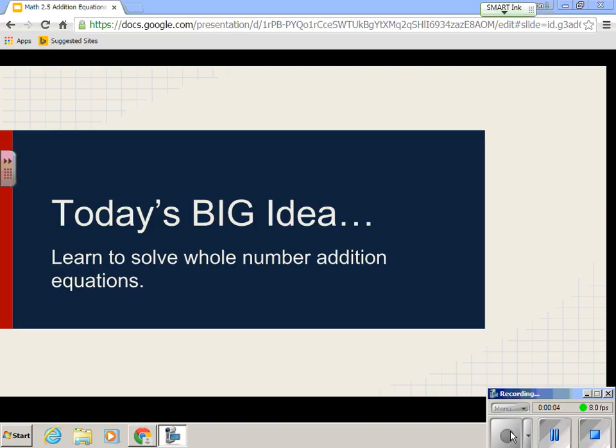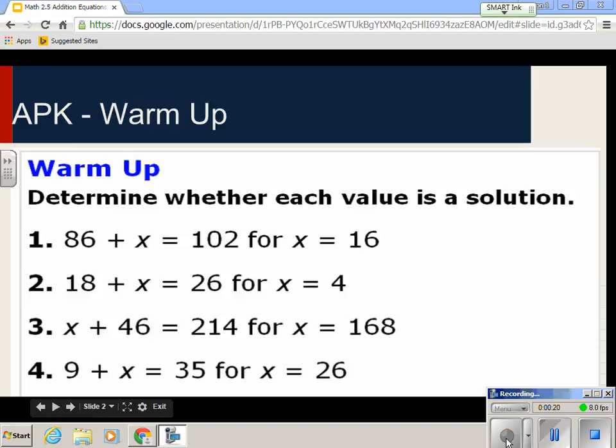Here's your lesson goal, or your big idea. Today you're going to learn to solve whole number addition equations, trying to solve for the letter or the variable that's missing. Write this down with today's date and page number in your notebook, and continue on when you're ready.